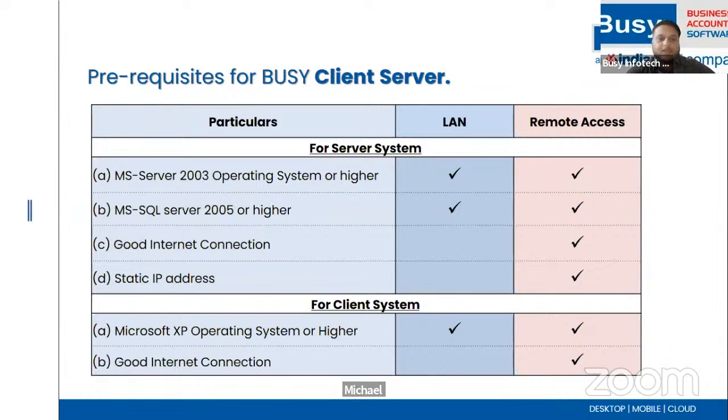And the second scenario is that your systems are not in a single location, and your locations are different. One location in Delhi, one location in Mumbai, another location in Chennai. So you have multiple locations. The network will be different, so in this scenario you have to connect the client systems through remote access. In case of multiple systems, one system you have to configure as a server, and all the other systems you have to configure as client systems.